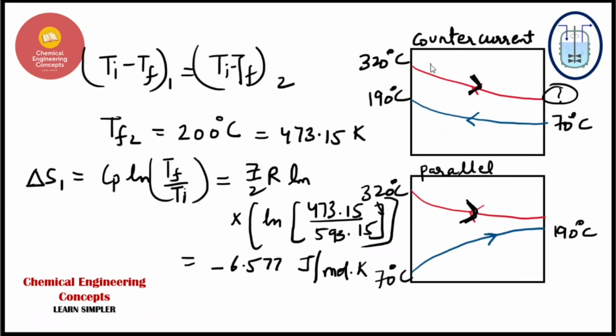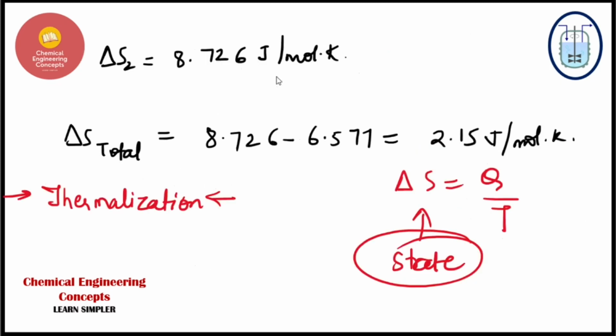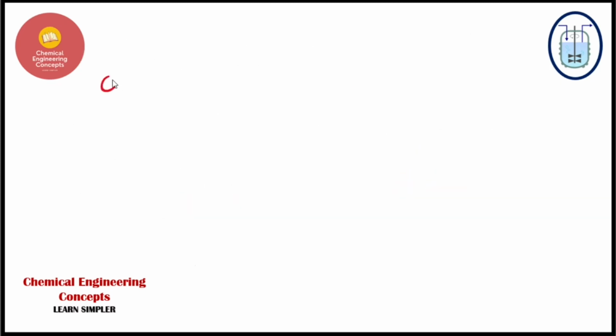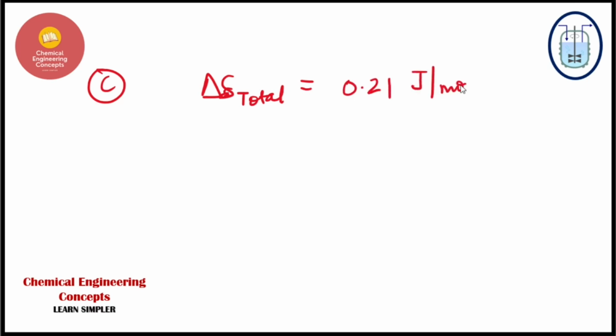तो आपको काउंटर फ्लो अरेंजमेंट लेना है and you just need to replace the inlet temperature of the hot stream from 320 to 200 degree centigrade and do all these things in the same manner, right? And the part C answer, I am just giving you the answer of part C. The total entropy change that you may be calculating will come up to be 0.21 joules per moles per Kelvin.